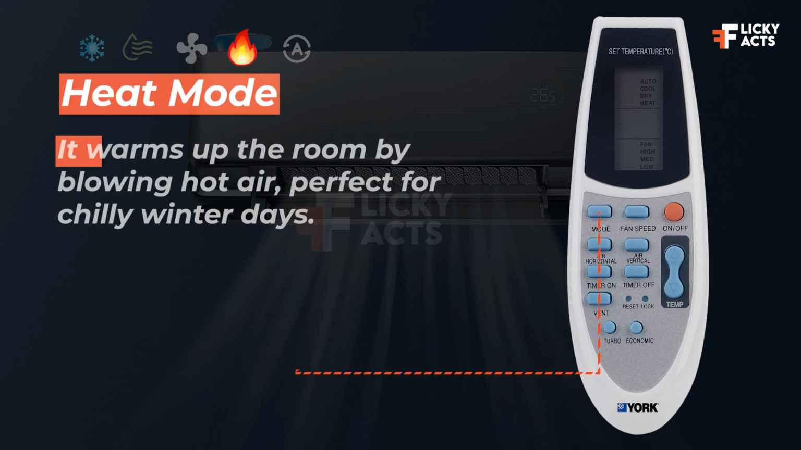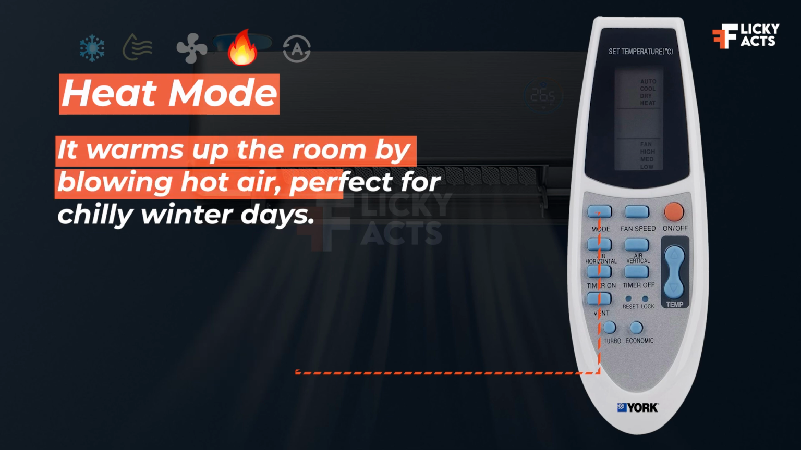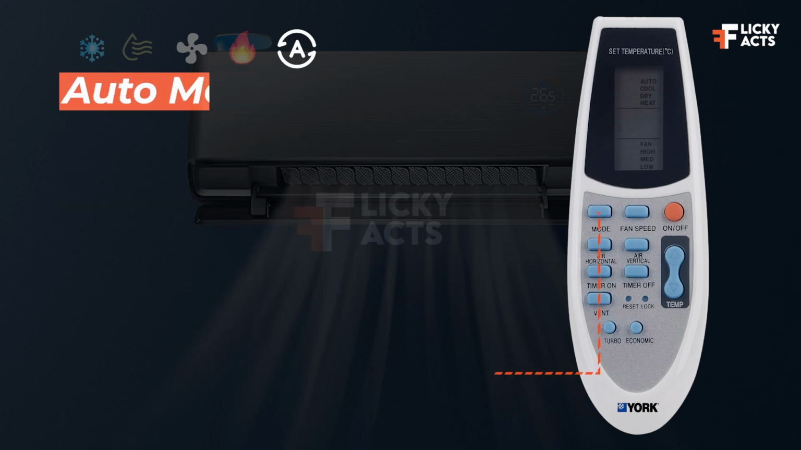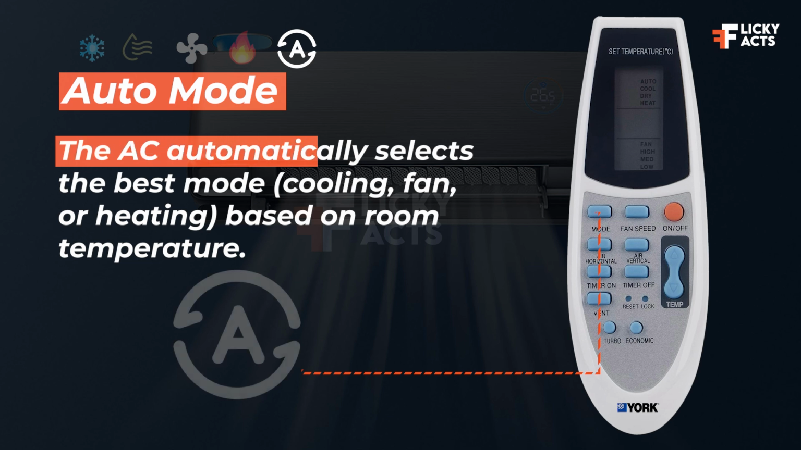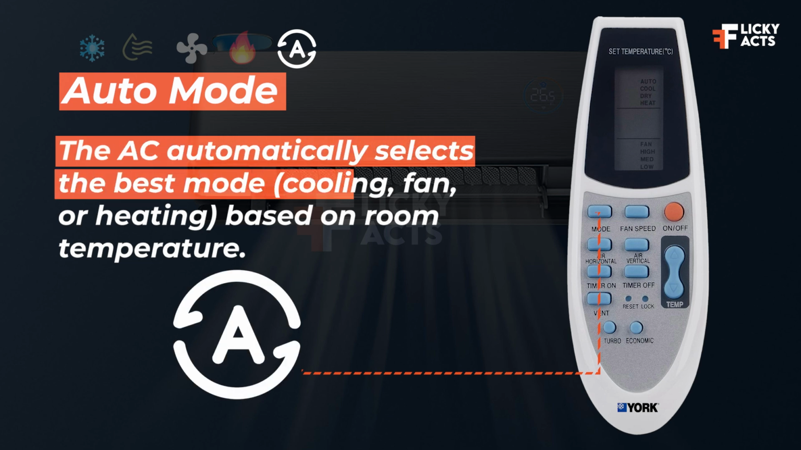Heat mode. It warms up the room by blowing hot air, perfect for chilly winter days. Auto mode. The AC automatically selects the best mode, cooling, fan, or heating, based on room temperature.